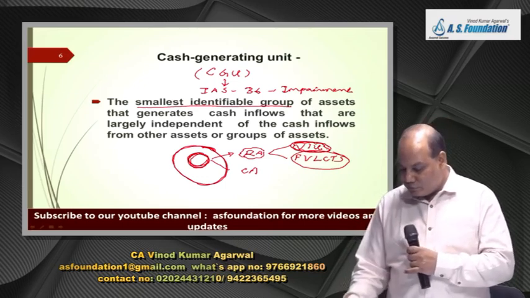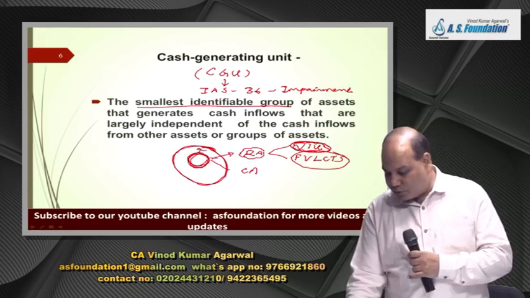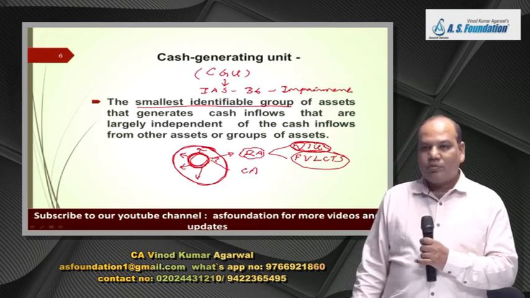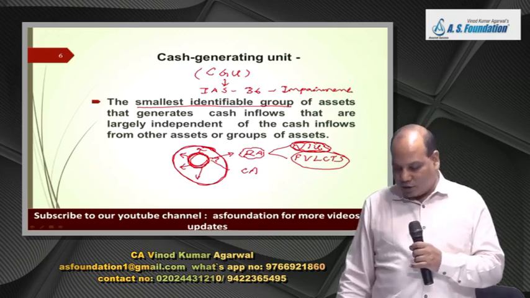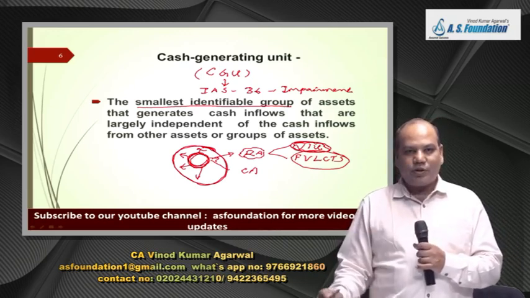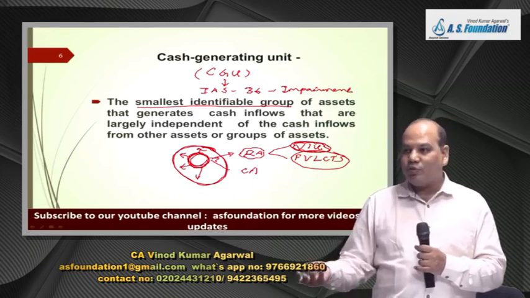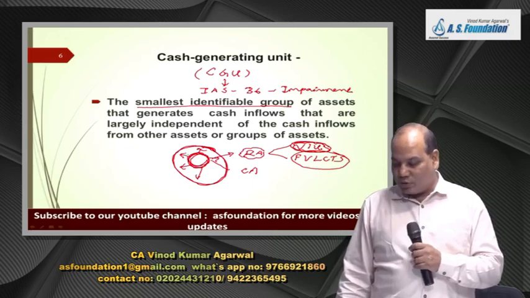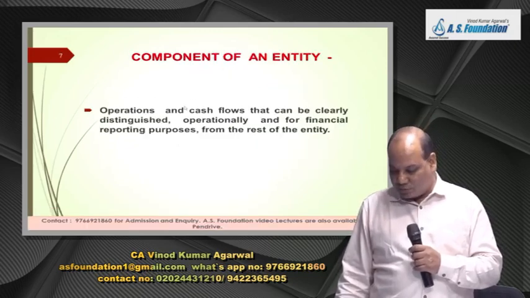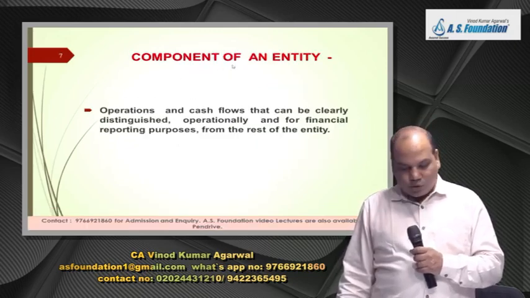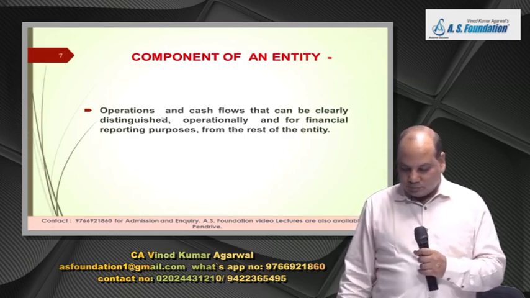Is it right? So this smallest group of assets which generates independent cash flow is called a cash generating unit. So in this classroom, this computer may not be a CGU, but the whole classroom will become the CGU because this generates independent cash flow. Now next is component of an entity.